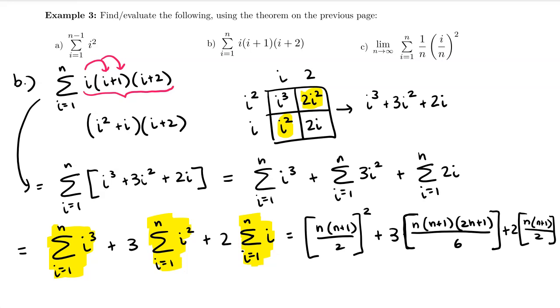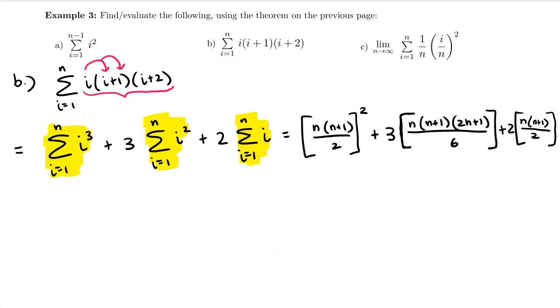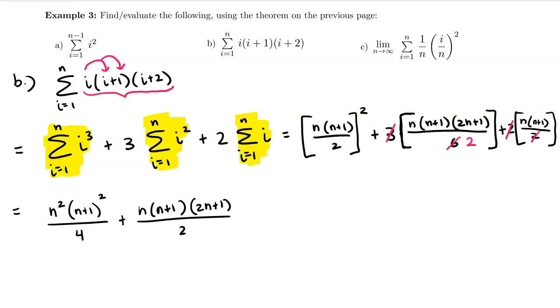Now, we can clean this up a little bit since we have some multiplication happening. All right, so I went ahead and made some space, and I can square the first term. If I do that, that's going to give me n squared times n plus 1 squared over, our new denominator would be 4, and then 3 divided by 6 would leave a 2 in the denominator there, and then this 2 and this 2 will divide out. So we have plus n times n plus 1 times 2n plus 1 over 2, and then plus n times n plus 1.